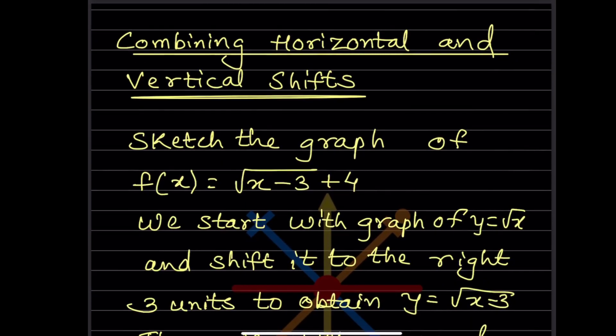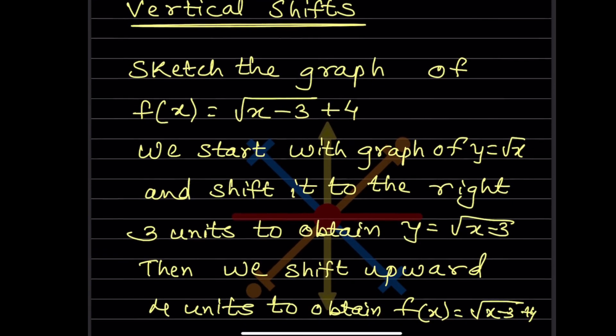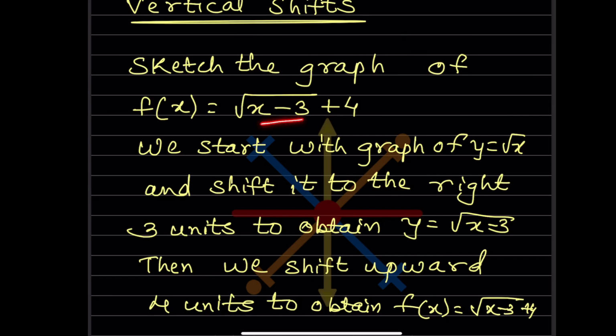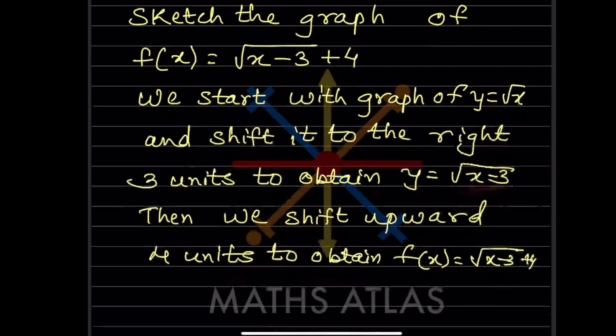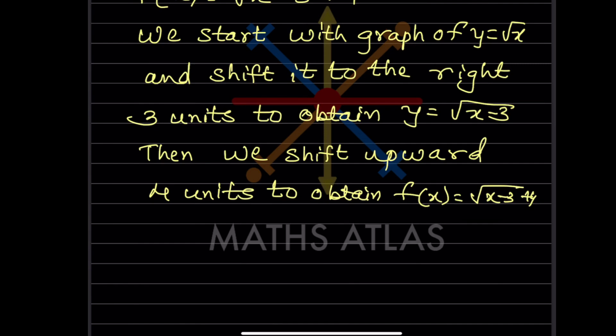So now you will see combining the horizontal and vertical shift. So sketch the graph of f of x is root of x minus 3 plus 4. So we start with the graph of y is equal to root of x, because this is a root function, and shift it to the right 3 units to obtain y is equal to root of x minus 3. Then we shift upward 4 units to obtain f of x is equal to root of x minus 3 plus 4. This is plus 4, so we are going to shift it upwards.